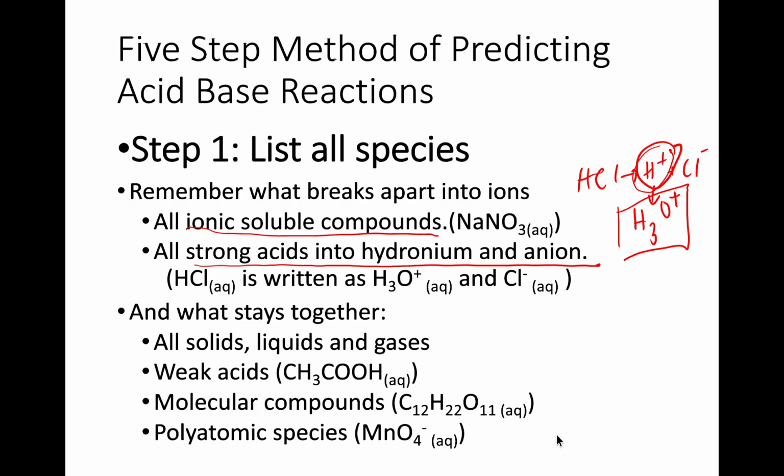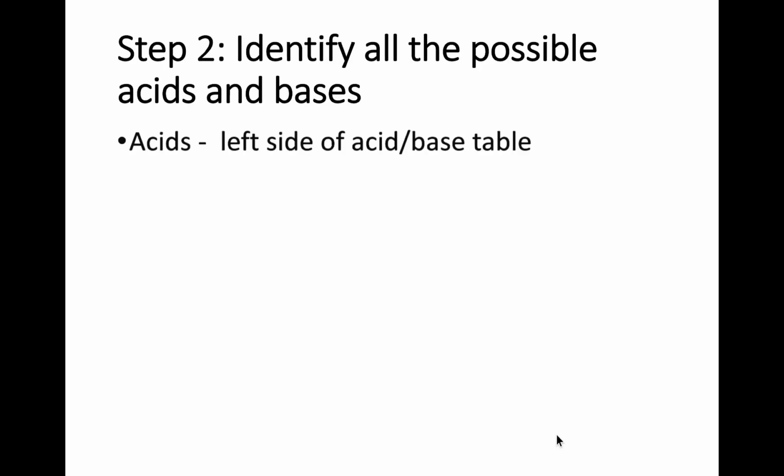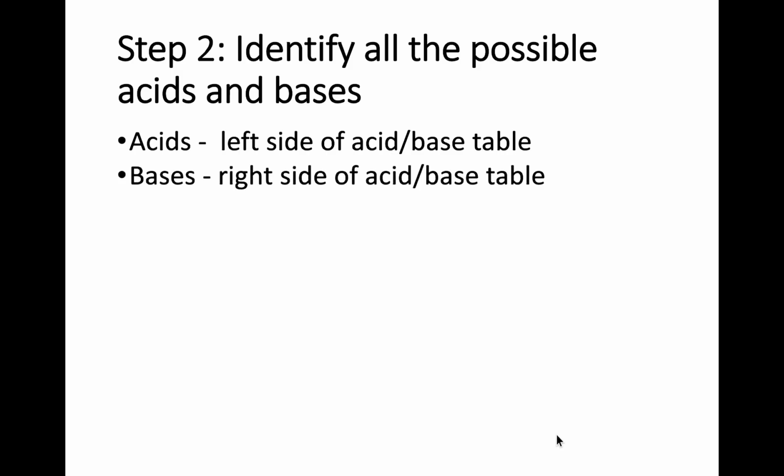There's a reminder of what stays together: solids, liquids, and gases, weak acids, so anything that's below the gray line, molecular compounds, and polyatomic species. So when we're going through this, then the next step is to look at your data booklet and all of your acids. If you're in Alberta, this would be page 8-9 of your data booklet. Your acids are on the left-hand side, your bases are on the right-hand side.